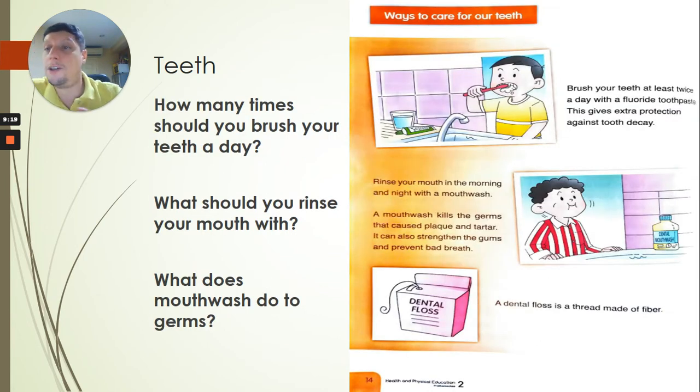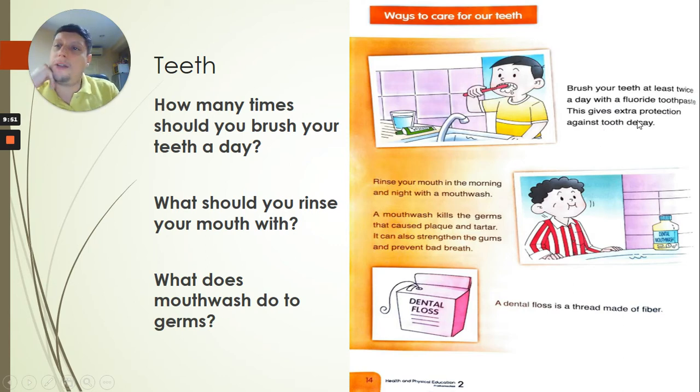All right. Next one, page 14, okay? So we're going to talk about different ways to care for our teeth. Ways to care for our teeth. Okay, so top of the page, please listen while I read. Brush your teeth at least twice a day with a fluoride toothpaste. This gives extra protection against tooth decay.